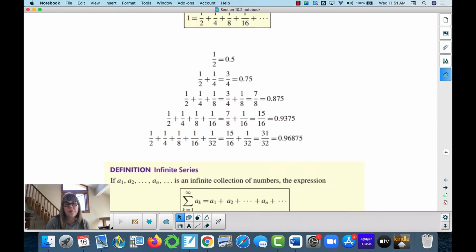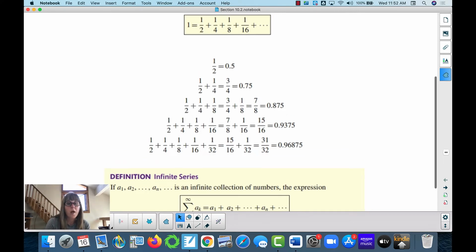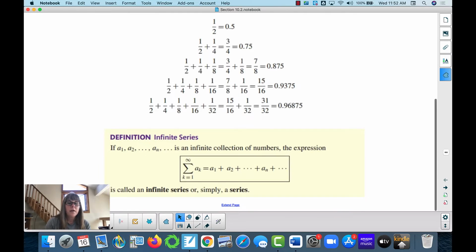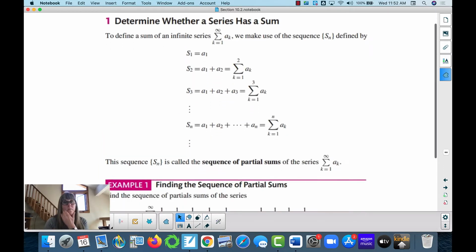Add the first four terms, we get 15 sixteenths, and so on. And you'll notice that each of those sums is getting closer and closer to 1. So we're making the conjecture that this series, if it goes on forever, that sum will eventually approach 1. And so to look at that, we're going to look at those partial sums again.